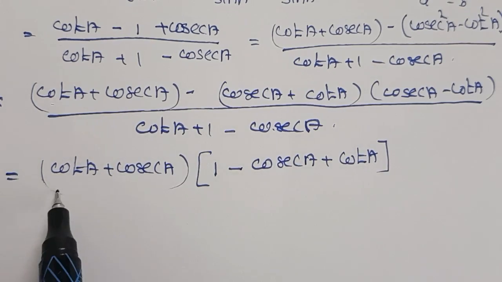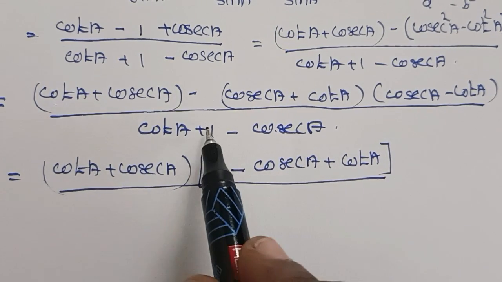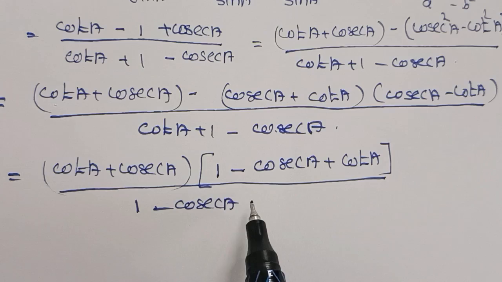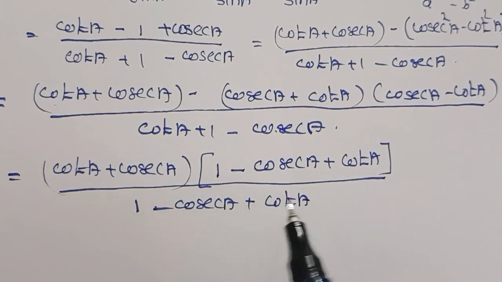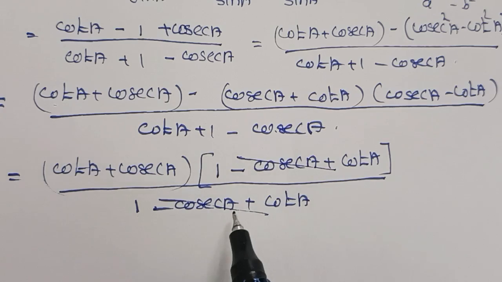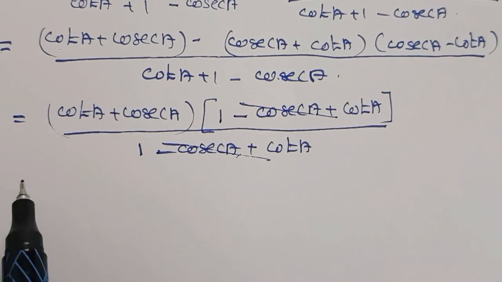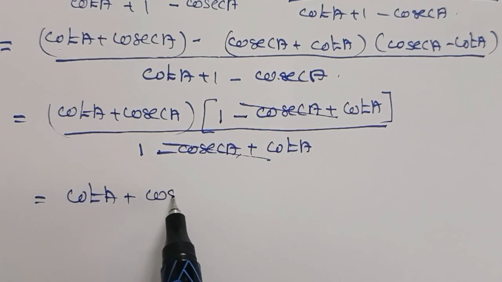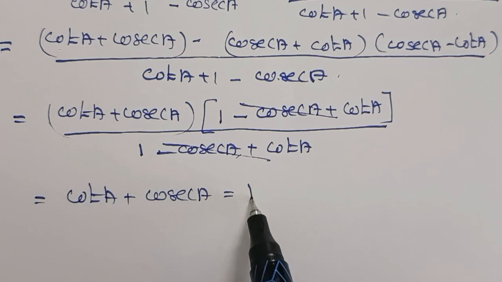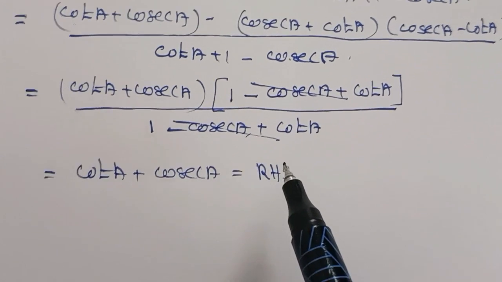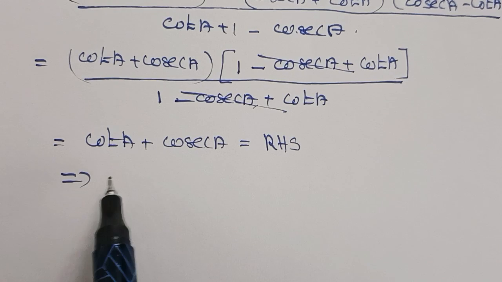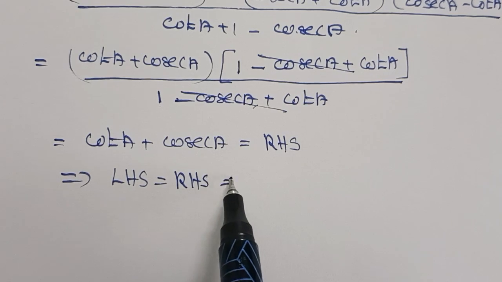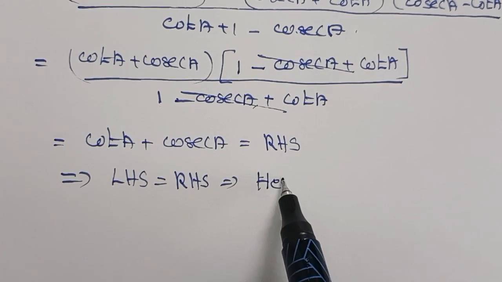Whole divided by, we can rearrange the denominator. It is the same as 1 minus cosec A plus cot A, isn't it? So numerator and denominator, these two terms get cancelled, and after that remaining it is equal to cot A plus cosec A. Cot A plus cosec A, that is the required RHS. Hence we proved the identity. That implies LHS equal to RHS. Therefore we proved the identity. Hence proved.